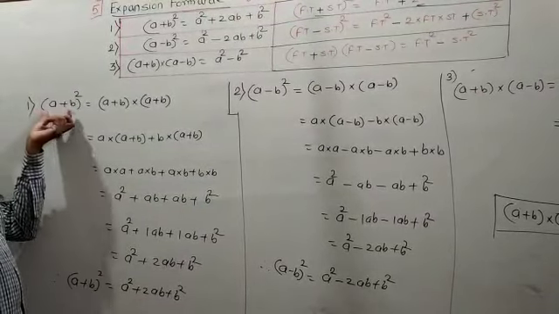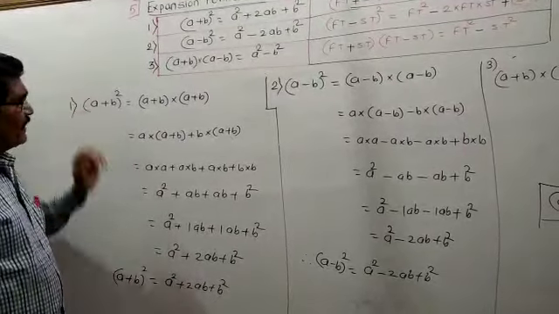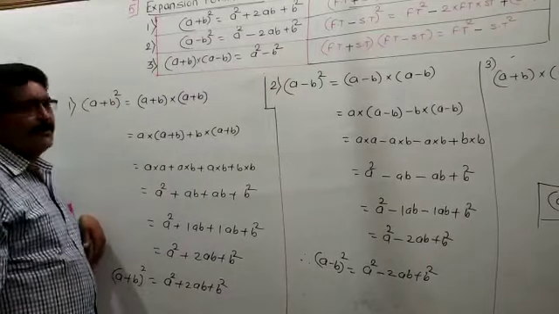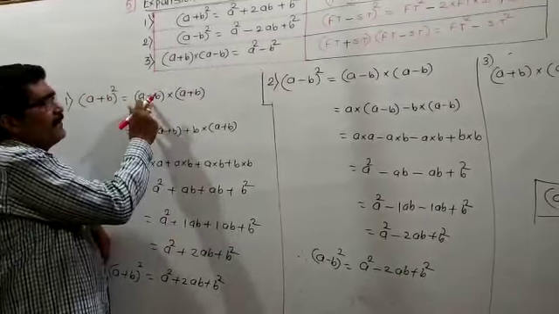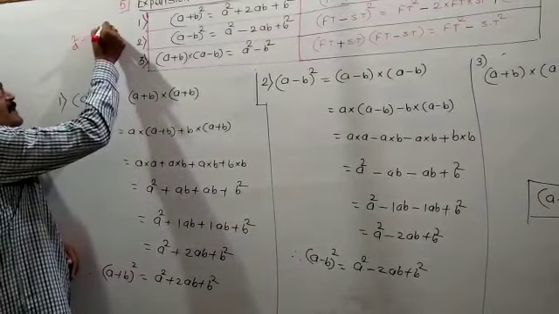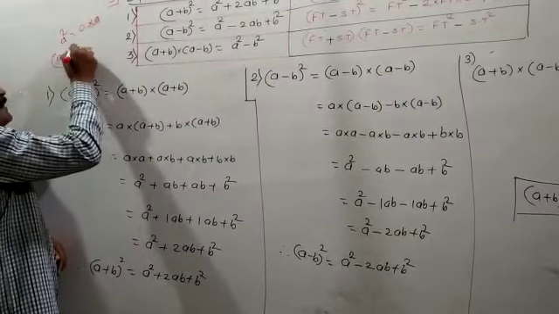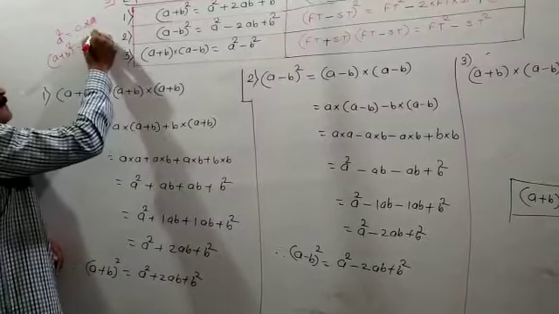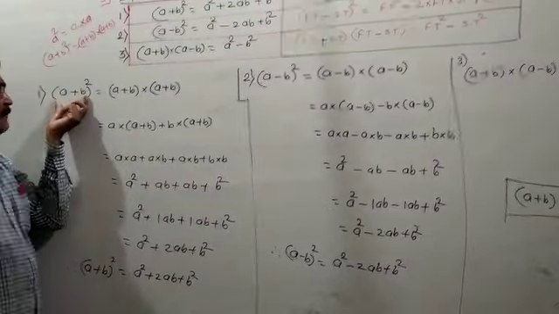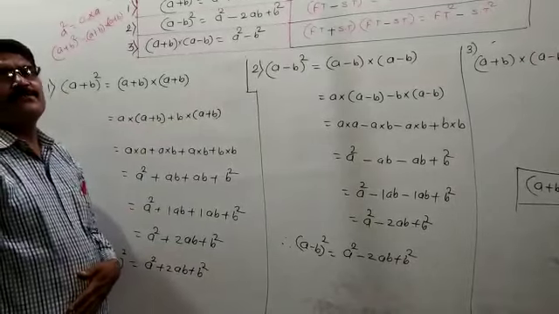So if this is (a plus b) bracket square, I will start with the first identity. (a plus b) bracket square is equal to, square means how many times multiplication? Square means 2 times multiplication. (a plus b) bracket square is equal to (a plus b) multiplied by (a plus b). Because a square is equal to a multiplied by a. In the same manner, (a plus b) bracket square is equal to (a plus b) multiplied by (a plus b). In this way you have to solve the example. In the same manner, (a plus b) bracket square means 2 times multiplication of (a plus b). After that you have to use the distributive law.